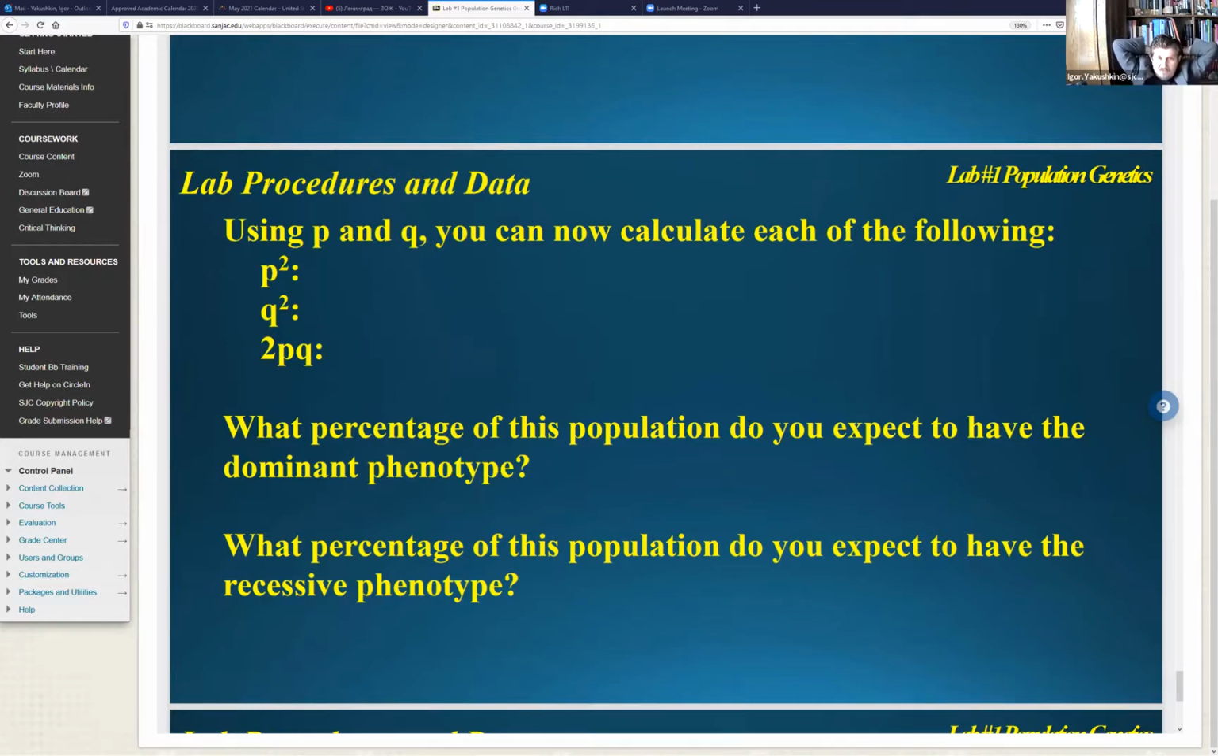What percent of this population do you expect to have the dominant phenotype? I have several answers of 1 and several answers of 10. Ooh, I have 19 now. Even better. So we have 3 possible answers: 1, 10, 19. Anybody more? Can we make it 20 or 30 or 40 or 50?